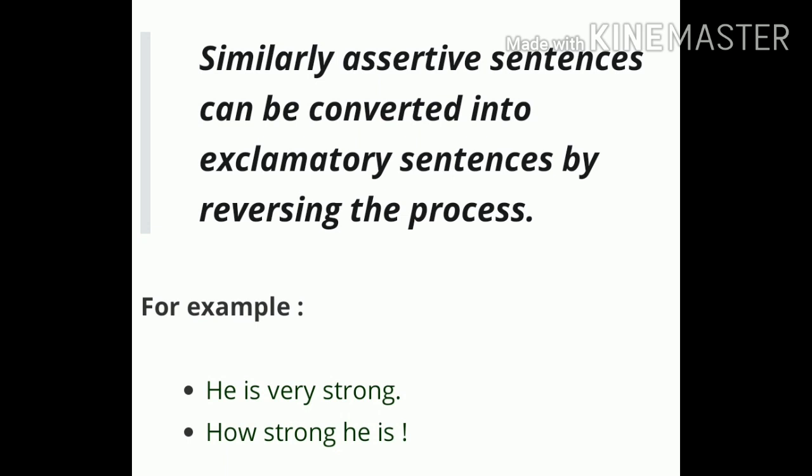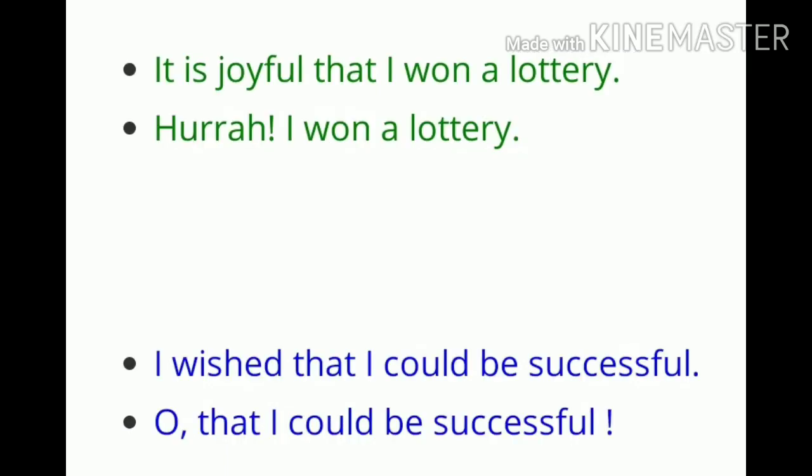So don't forget the rules. Observe the sentences carefully and understand the rules. Now let's go through some more examples to understand interchanging assertive into exclamatory. It is joyful that I have won a lottery. So as I have already taught you, it is joyful that shows happiness, and for this we use the interjection hurrah. Hurrah, I won a lottery.